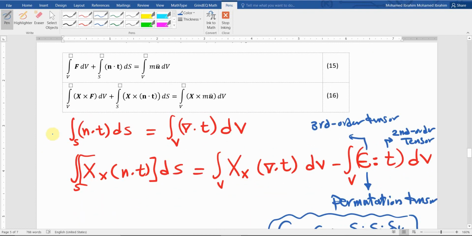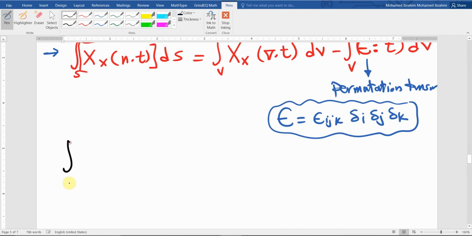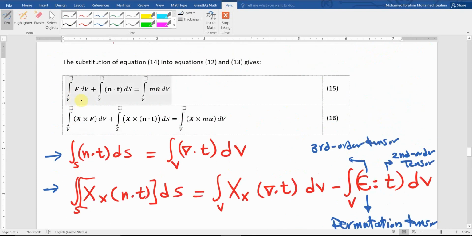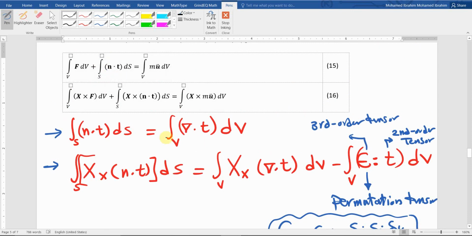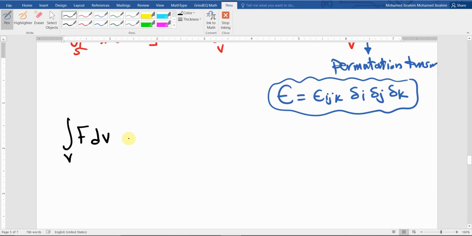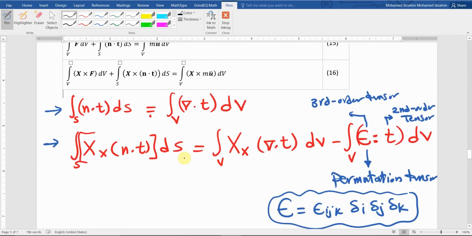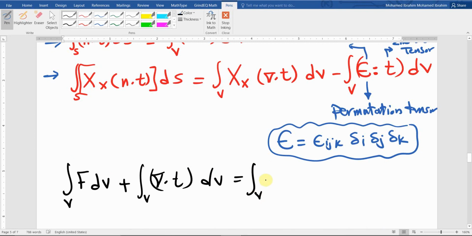So your objective is just to substitute these two relations that we wrote here directly into these two equations, right? The first equation will still have the integration over the volume of the body force dv. This is just the first term. This integral has been converted into this volume integral. So it became the integration over the volume of nabla dot t dv, equals the right hand side, which is just the integration over the volume of mu double dot dv.